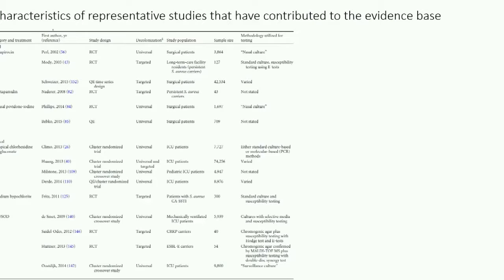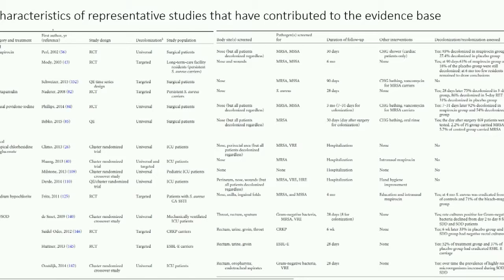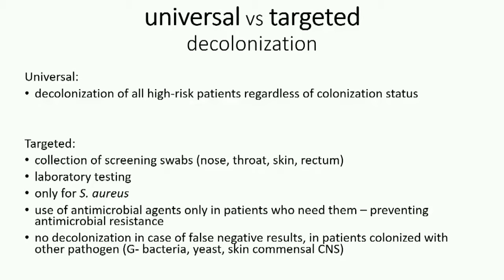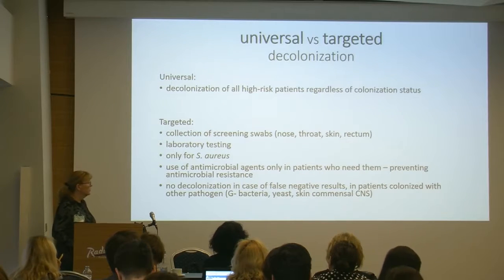So this is quite a busy slide. I won't bother with it so much, but I want to show you that there is quite a bit of evidence about different agents which are available for decolonization. You have to see that there are different study designs and different modes of decolonization, like universal and targeted, used for pathogenic organisms. Mostly it is meant for MRSA, some also for Staph aureus susceptible to methicillin, and only a few studies are done for SDD and SOD. Results are sometimes conflicting, and some of the preparations for these agents are doing well, and others not so well. I already spoke about universal and targeted decolonization. There are differences. In universal decolonization, you decolonize all high-risk patients, regardless of colonization status.